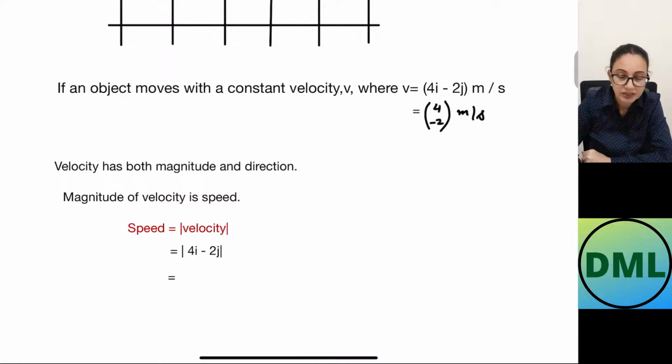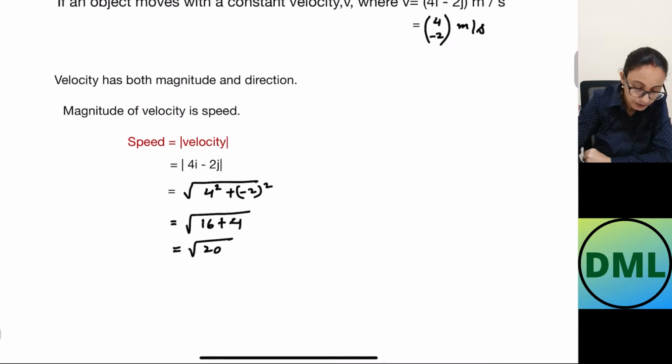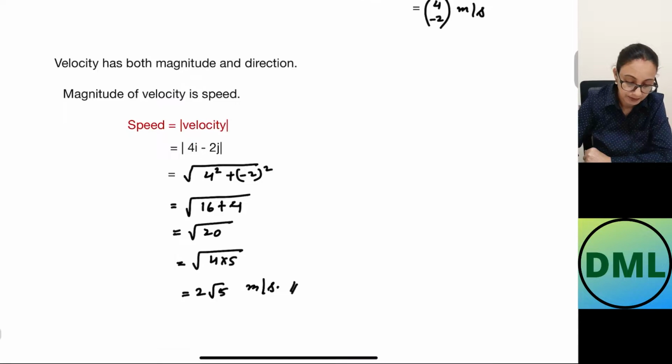The magnitude of the velocity is called the speed. So speed is equal to the magnitude of the velocity. If I have the velocity 4i minus 2j, the magnitude of 4i minus 2j will be written as root of 4 squared plus (-2) squared, which equals root of 16 plus 4, which equals root of 20. That will be written as root of 4 times 5, which equals 2 root 5 meters per second. That will be your answer for speed.